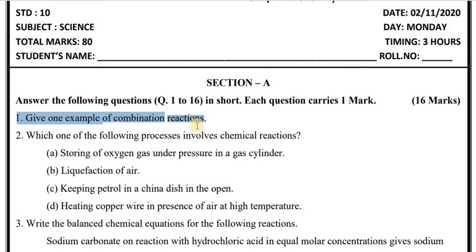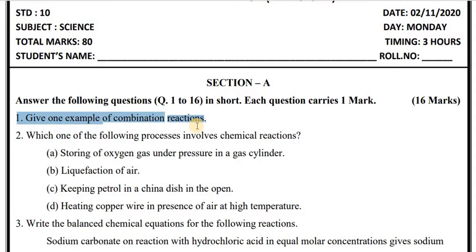There are lots of examples given in the first chapter which are of combination reaction. I give one example. Suppose carbon and oxygen both react with each other and form CO2, that means carbon dioxide. Students, one thing we have to keep in mind: whenever an example is asked, you have to write the wording form as well, and you also have to write the equation.